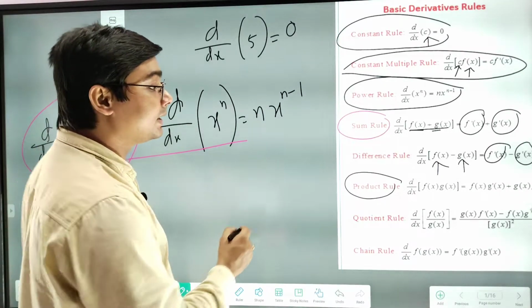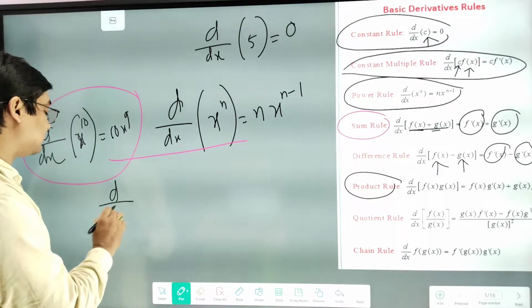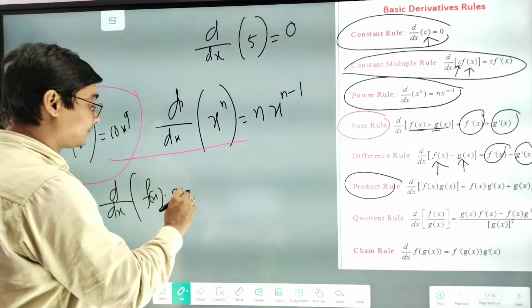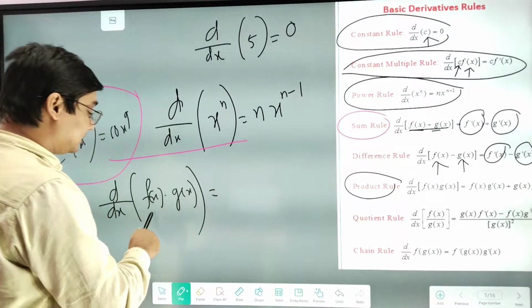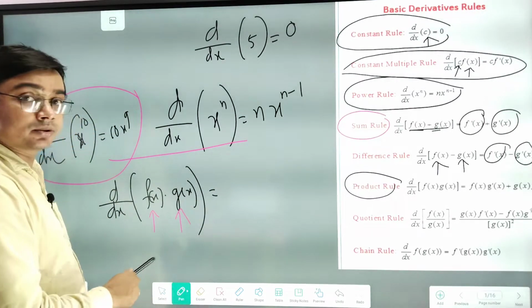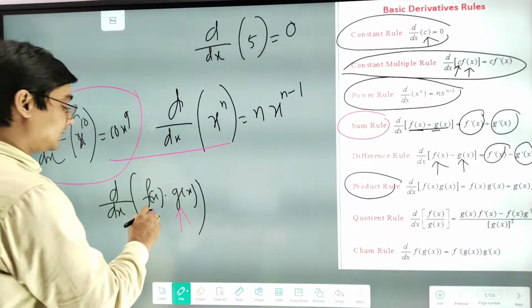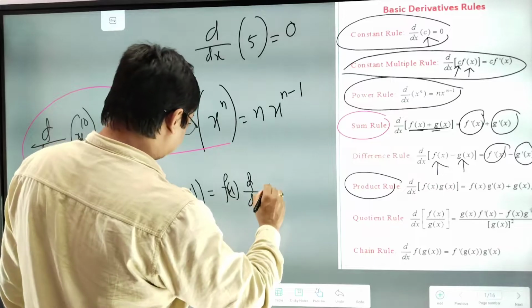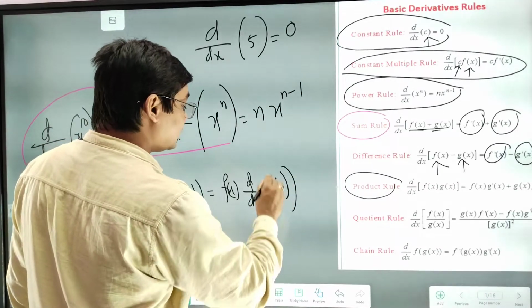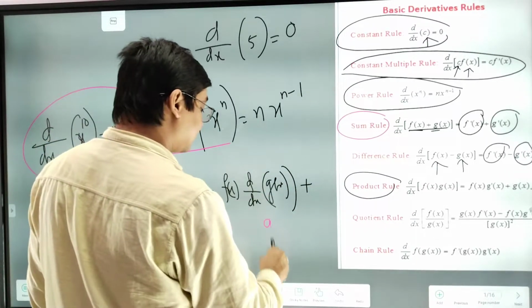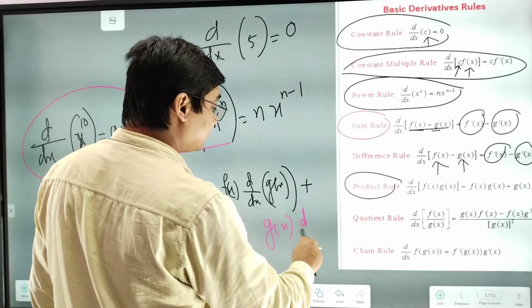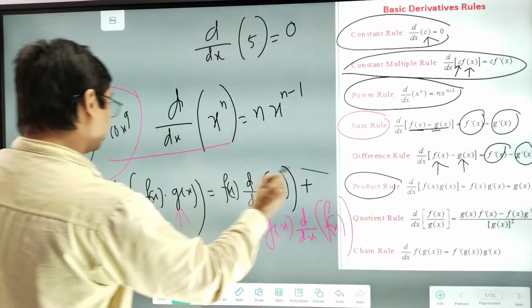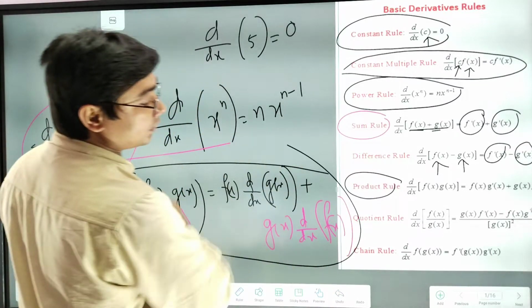So what is the product rule here? You see, just I will rewrite here, the derivative of f of x g x. Yes, you consider this is the first function, this is the second function. So what will be the derivative of this one? You see, so first function, yes, f of x, derivative of second. Yes, second is g x here. So plus second function, yes, derivative of first. So this will be the product rule. Yes, so you have to remember this product rule also.